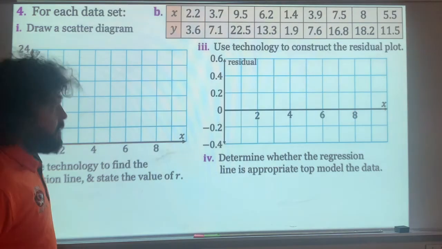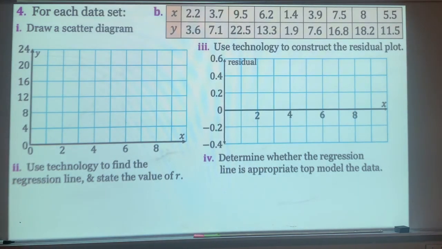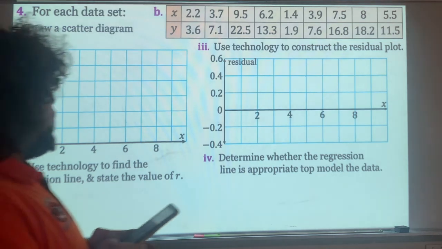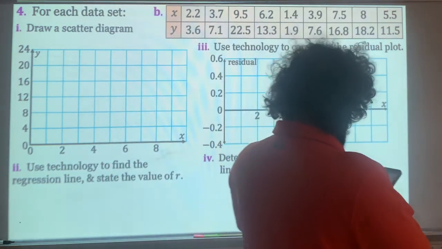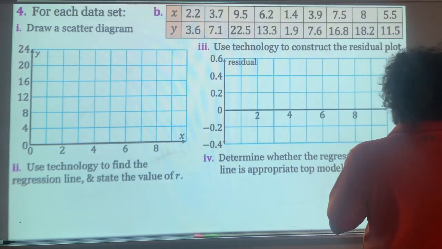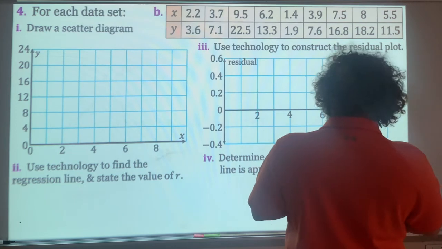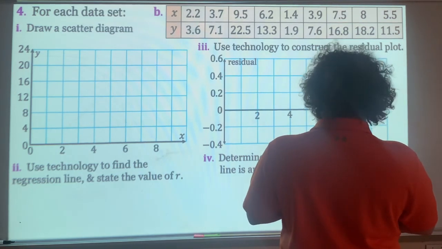That's not it. Here we go to the next one. All right, so for the next one, B. More things to type in. All right, stat, edit. I'm going to type them in with you, just to make sure you guys don't cry. It says you did all the work. 2.2, 3.7, 9.5. Not that there's anything wrong with crying. 9.5, 6.2, 1.4, 3.9, 7.5, 8, 5.5.